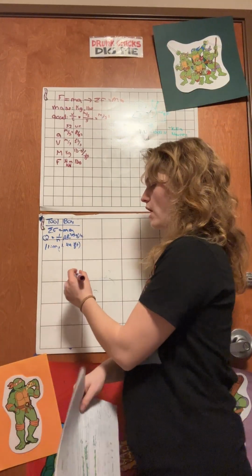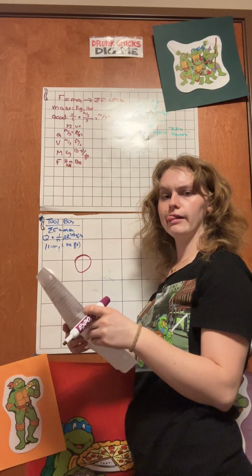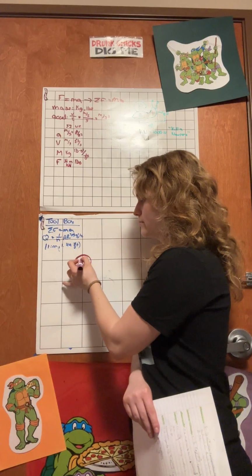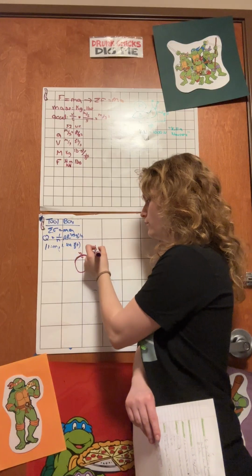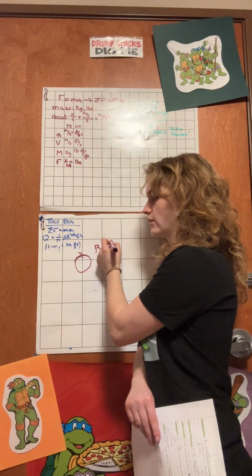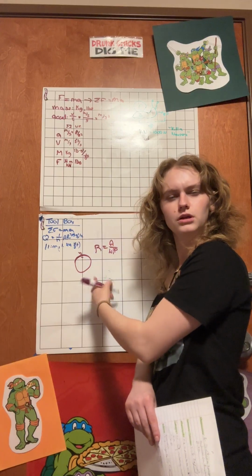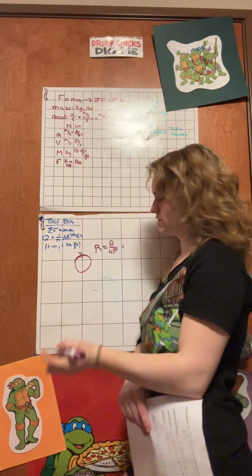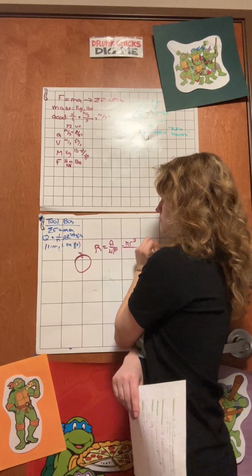Now, what happens if that's in a pipe? I keep sticking my tongue out. Anyways, okay. So we have a pipe that's filled with water. We have our hydraulic radius of area over wetted perimeter. That's a pipe. How are we going to solve that? Well, take the area of the circle, pi r squared.